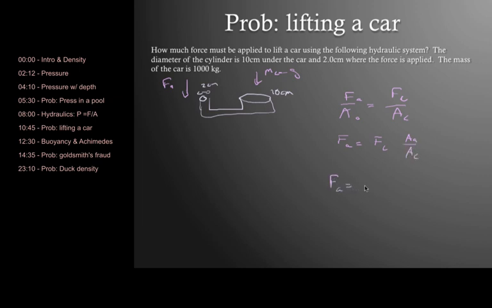So let's plug in a few numbers now. F of the car is going to be the mass of the car times 9.8 meters per second squared. And then the ratio of these two areas: pi, and our applied area is going to be 1 centimeter, so 0.01 squared, divided by the area on this side. And so the force that we need to lift this car is 390 newtons of force.